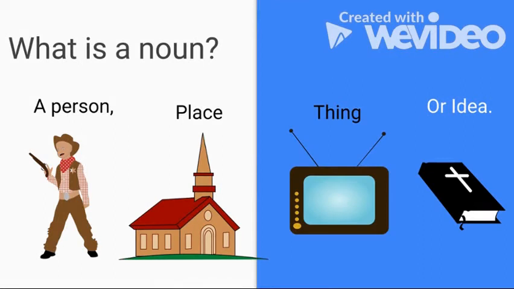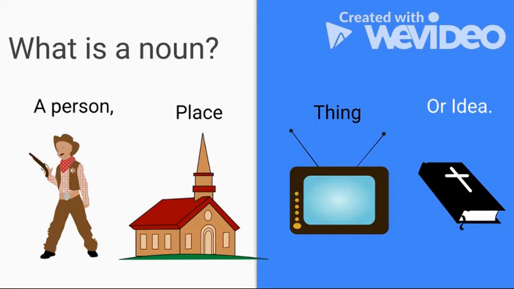First, we must ask ourselves, what is a noun? A noun is a word that names a person, place, thing, or idea. For example, you could be a cowboy, a church, a television, or religion.